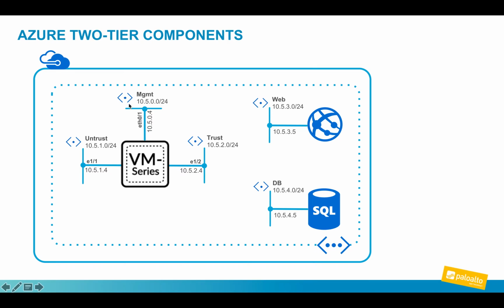We have our management NIC, which is used strictly for accessing the VM Series GUI or terminal console. And then we have our two data plane interfaces. First, the untrust, which acts as our internet gateway to our backend web applications. And then we have our trust interface, which acts as our segmentation gateway between our web and DB subnets as well.